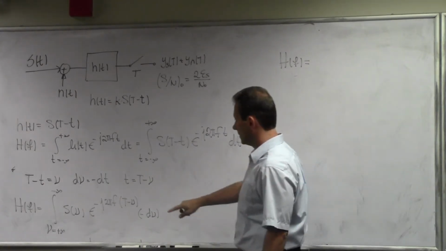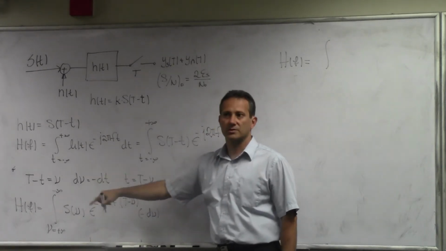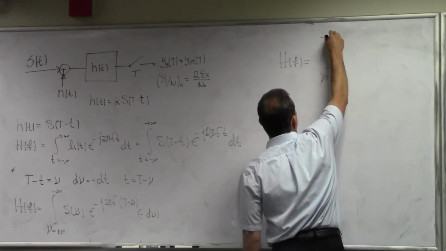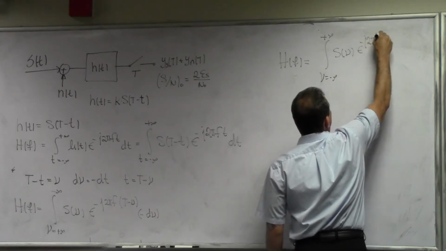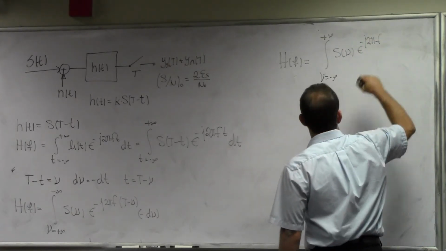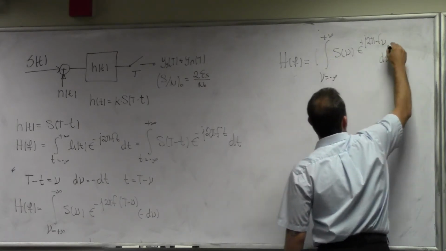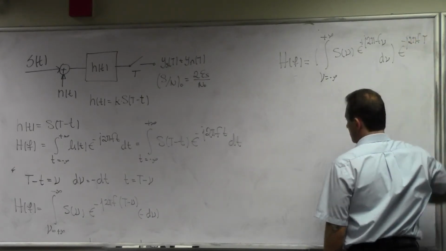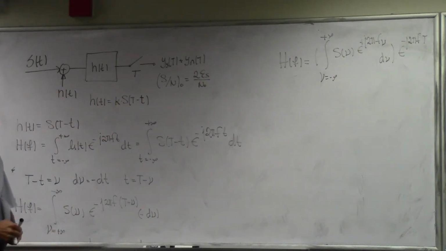So my H of f becomes equal to what? Integral. Because of this minus here, I'm going to flip my borders back again. So nu goes from minus infinity to plus infinity, S of nu, e to the minus j 2 pi f, minus nu, d nu. And what I have outside, e to the minus j 2 pi f capital T, because the capital T does not depend on nu, so I can take it outside of the integral, right?